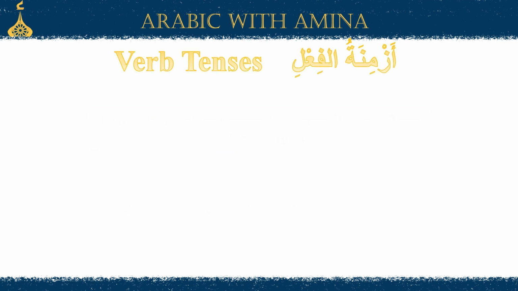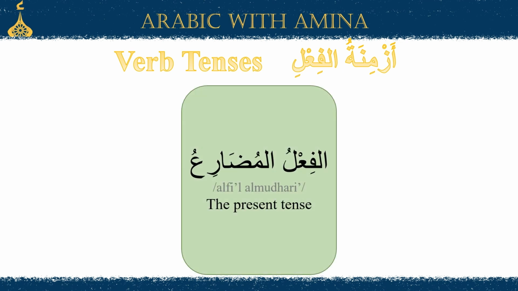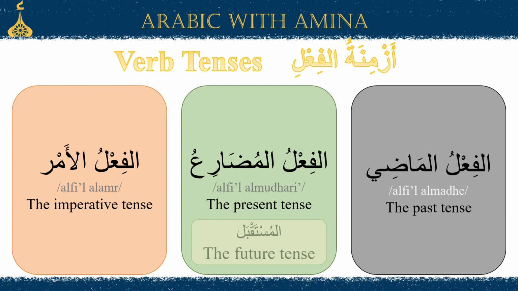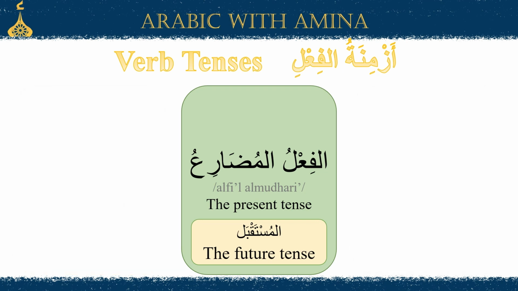We've already covered the different tenses in Arabic. We have the present tense, the past tense, the imperative tense, and the future tense, which falls underneath the present tense. In today's video, our focus will be on negating الفعل المضارع and المستقبل, the present and future tenses.